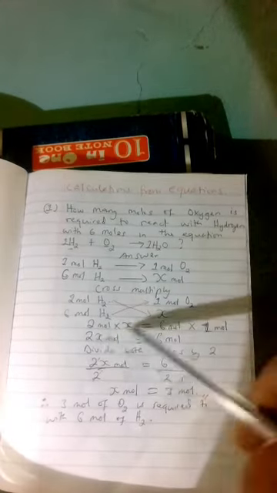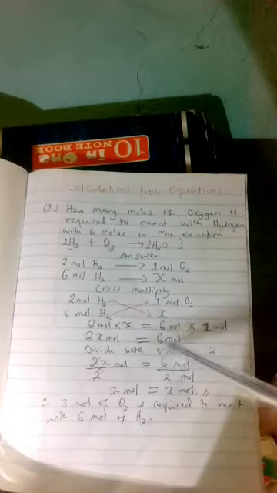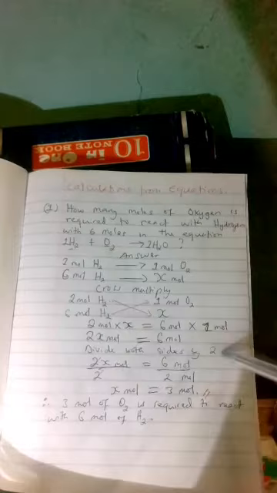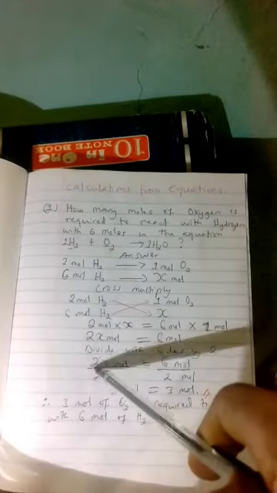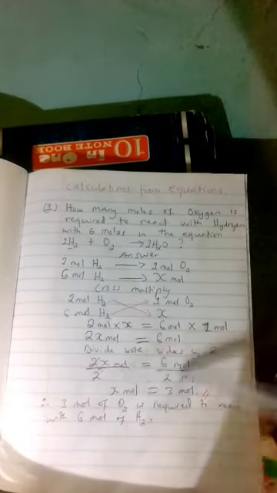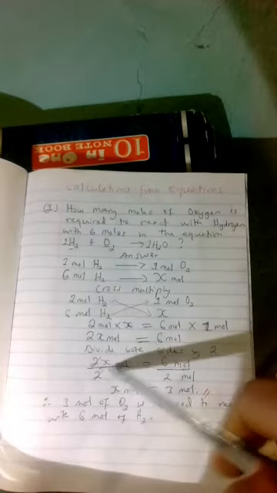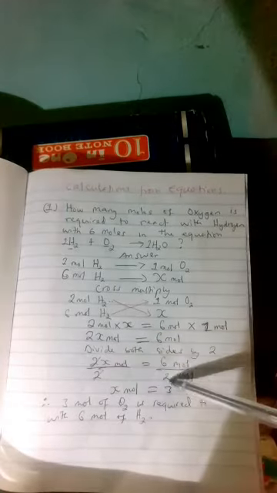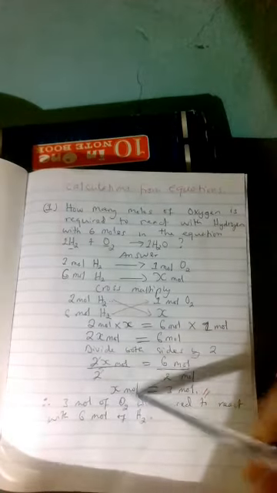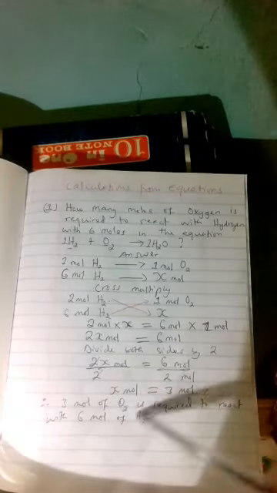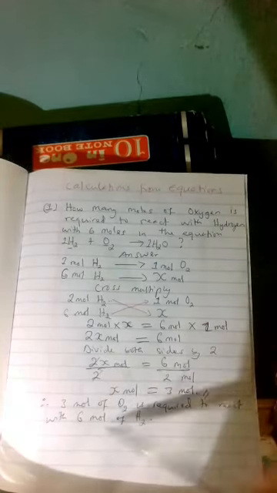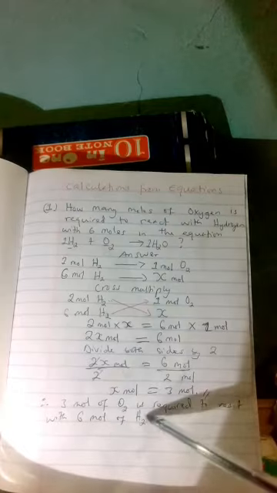So 2 times X will give you 2X mole, equal to 6 times 1, which gives you 6 mole. Now, you have to know the value of X. It's X that you're finding. You have to divide both sides by what? By this 2. So when you divide both sides by 2, you have 2X mole divided by 2 equal to 6 mole divided by 2. On the left, 2 cancels 2, and you are left with only X mole. 6 divided by 2 gives you 3. So that means X mole is equal to 3. Therefore, we have 3 mole of oxygen required to react with 6 mole of hydrogen.